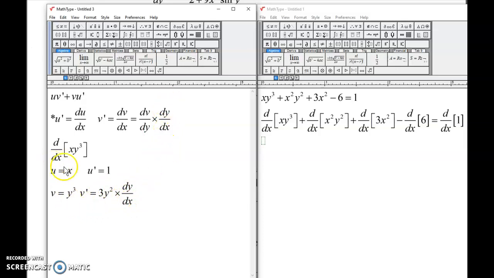Okay, so now that we have all of this, u, v, u prime, v prime, the next thing is to rearrange it in this formula. So u times v prime plus v times u prime, and tidy up a bit, and this is what you get. So this is the result for our first derivative. Let's put it there.